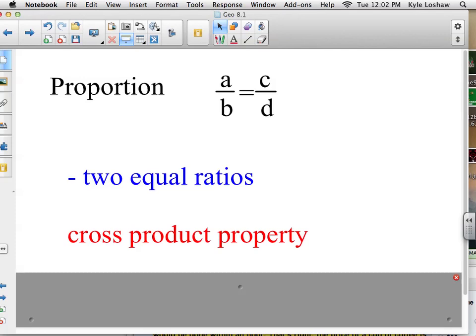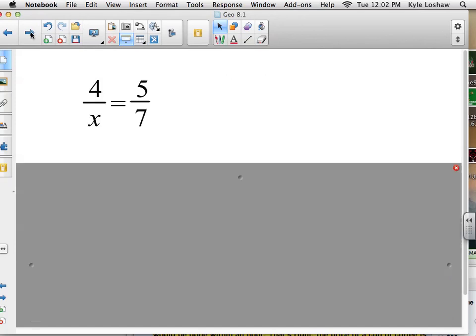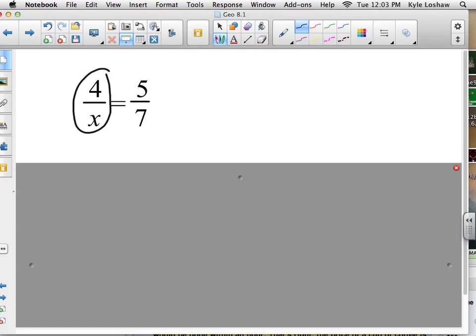Cross product property. This is what we use to solve proportions. We're going to use the cross product. Again, a proportion is a comparison between two ratios. So let's look at this one. Here's our first proportion. We have two ratios: our first ratio is 4 over x, and our second ratio is 5 over 7.